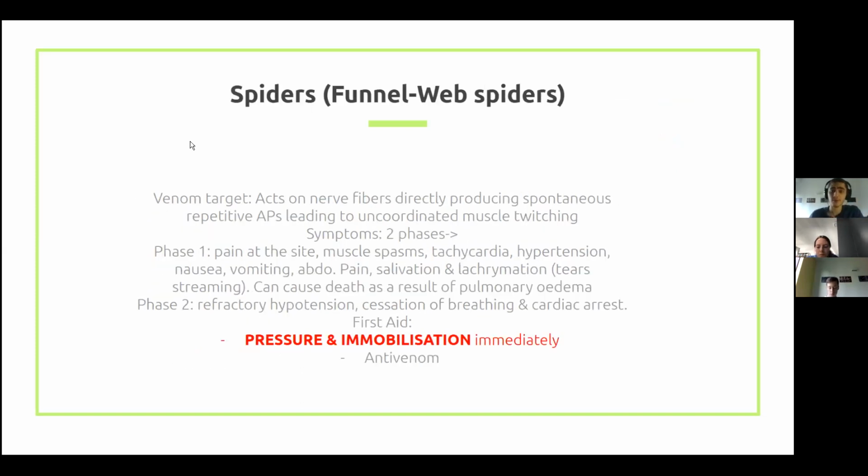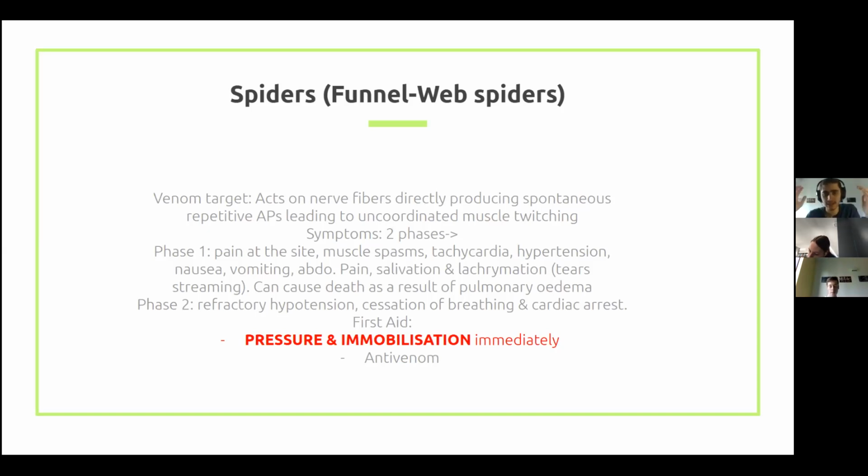Whereas for funnel web spiders, pressure immobilization is what you have to do. You definitely have to do that immediately as well. So knowing which species of spider is super important, because that will change the treatment. These guys' venom acts on the nerve fibers themselves and makes them fire action potentials repeatedly and spontaneously, which will cause a lot of muscle twitching everywhere, which is an issue.